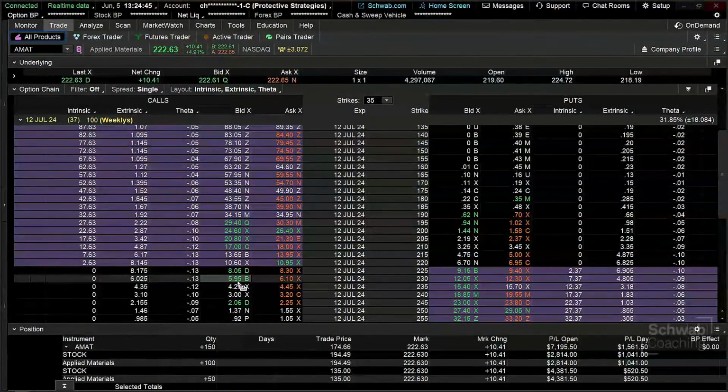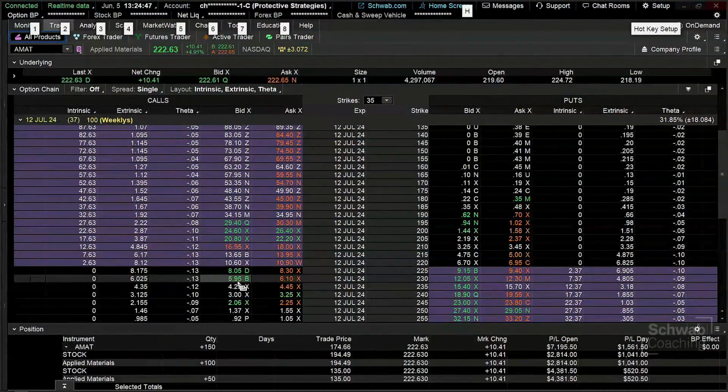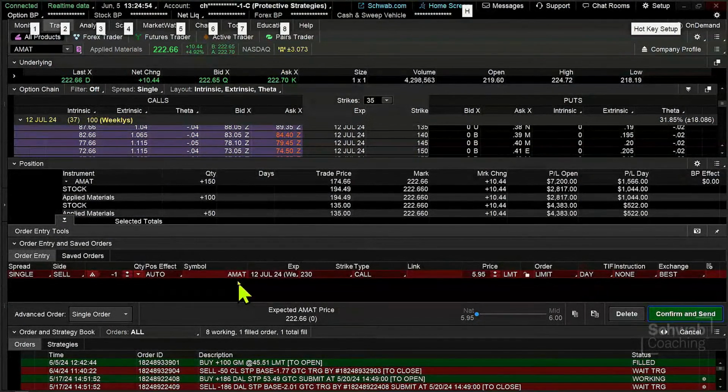And the way that I'm going to do this is I'm going to hold my control key down and I'm going to left click, right? I would left click that 230 call option. The bid price for that 230 call.